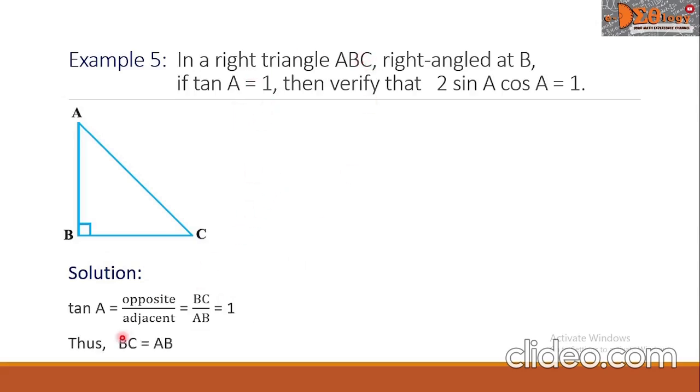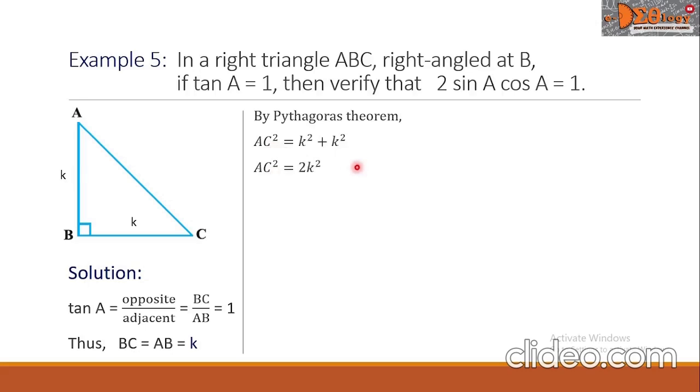That means BC equals AB. We can assign a value here, let's say value K. Now, by Pythagoras theorem, we write the hypotenuse, which is the side AC, which is squared, equals K squared plus K squared. The right side is simplified into 2K squared. Then we will take the square root of both sides. The left side becomes the side AC, that is the hypotenuse, equals the square root of 2K squared, where we can simplify as K square root of 2.